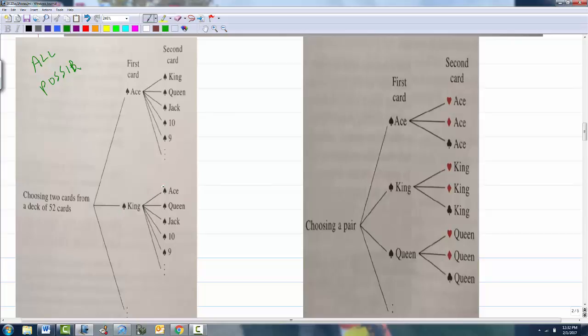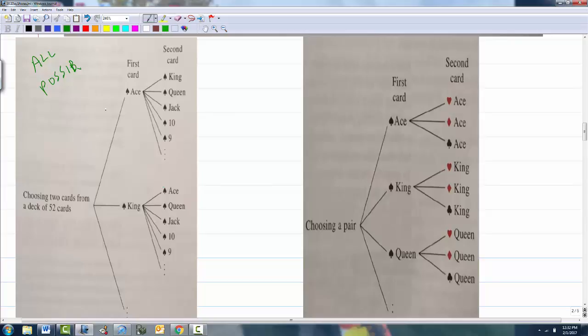Now this, when they say you choose a card, then you choose another, you do count choosing ace first, king second, different than king of spades first, ace of spades second. This is what's tough about probability. We're going to have to really hammer in your head when order matters and when it doesn't.